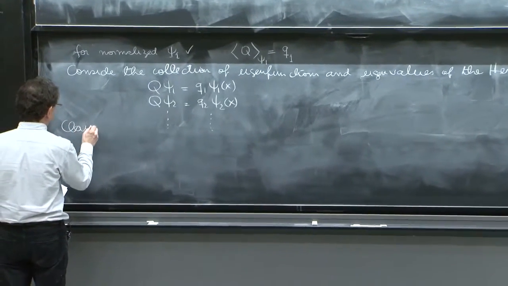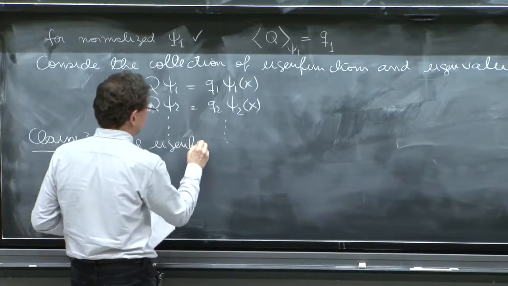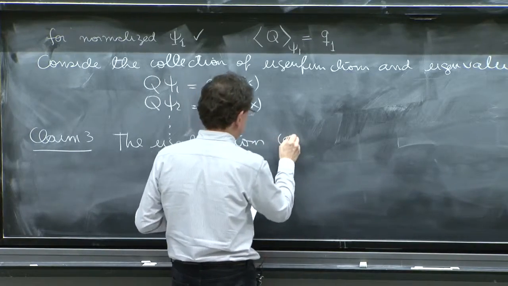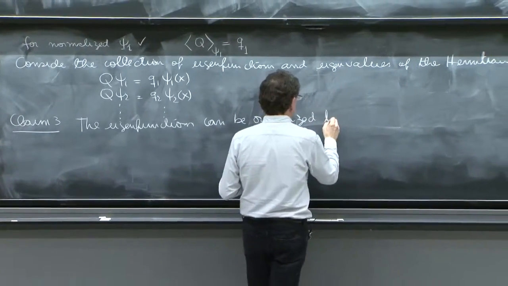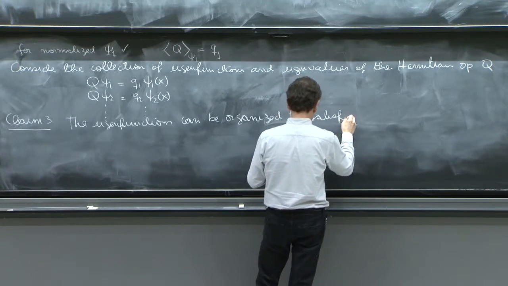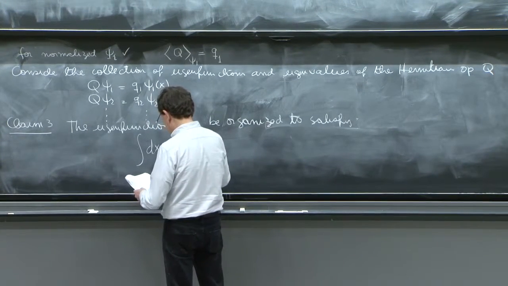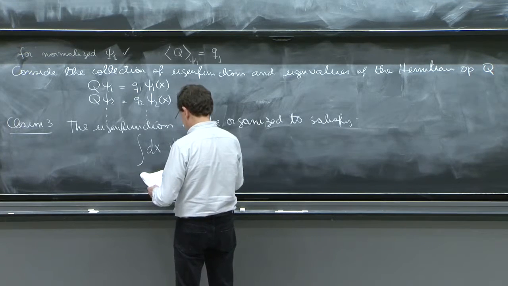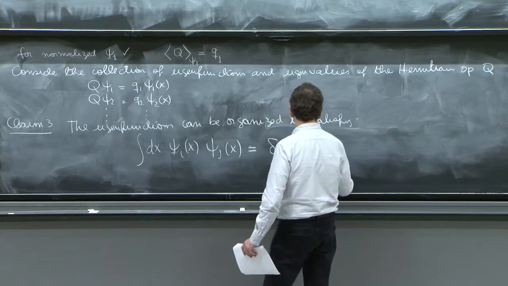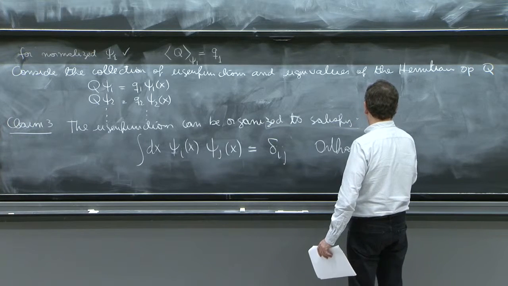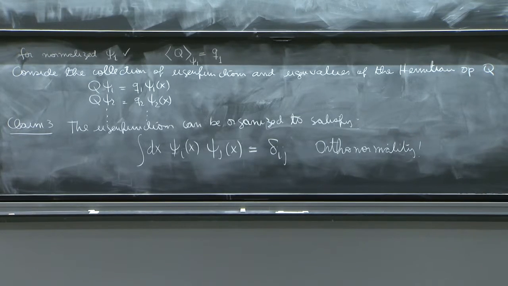Claim 3. The eigenfunctions can be organized to satisfy the following relation: integral dx psi i star of x psi j of x is equal to delta ij. And this is called orthonormality. Okay, let's see what this all means.